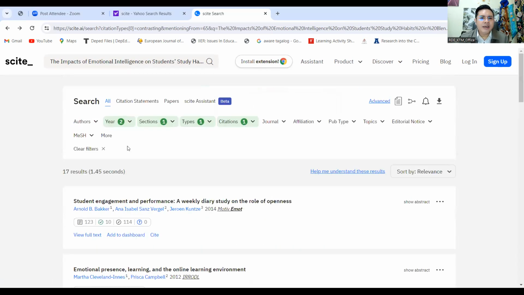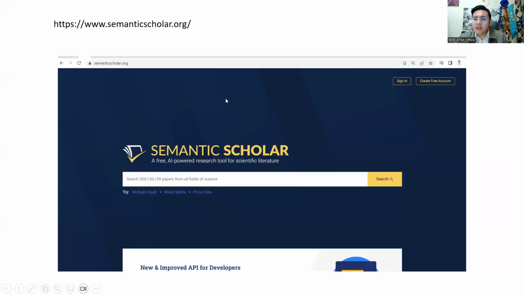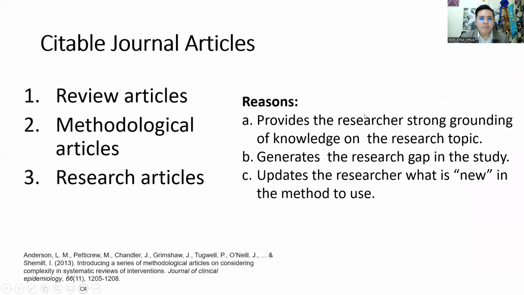Okay, so what is good with Scite is it gives better value to your literature, to have a better appreciation in improving how you will write your introduction or your results and discussion section. Okay, so moving on, Semantic Scholar is another one, but I will not open it this time. I hope you will explore it, and Publish or Perish.